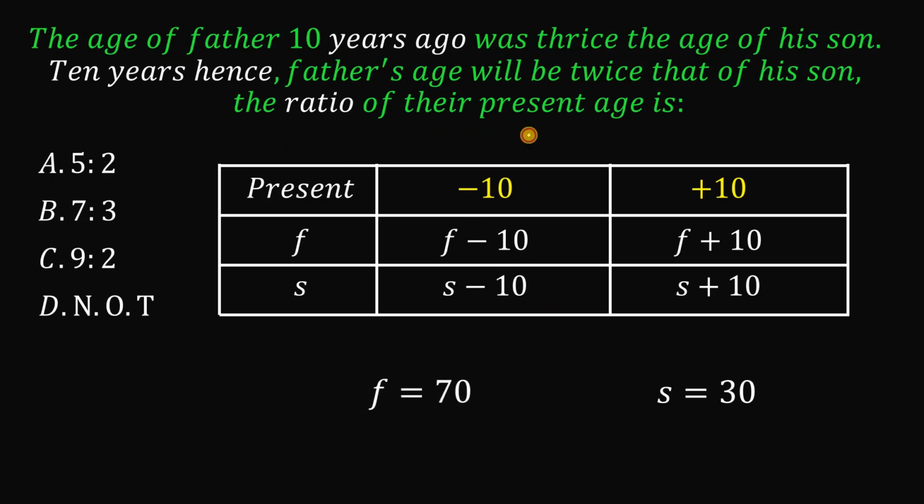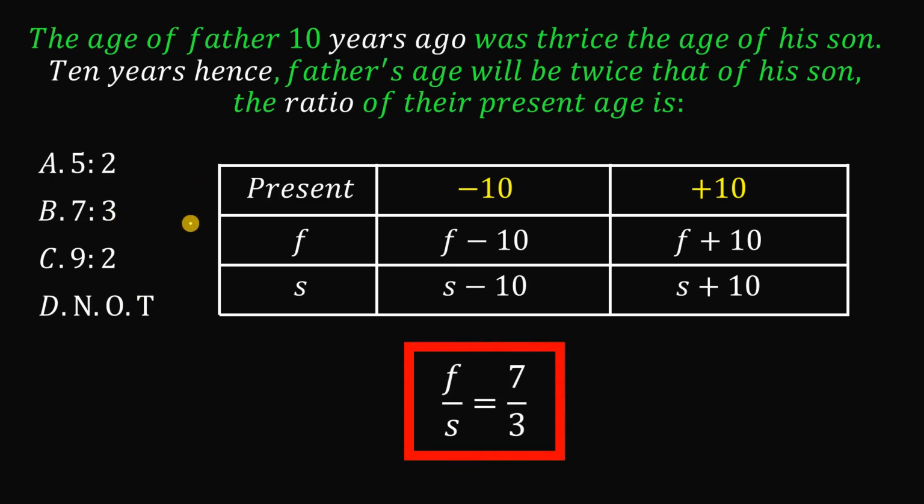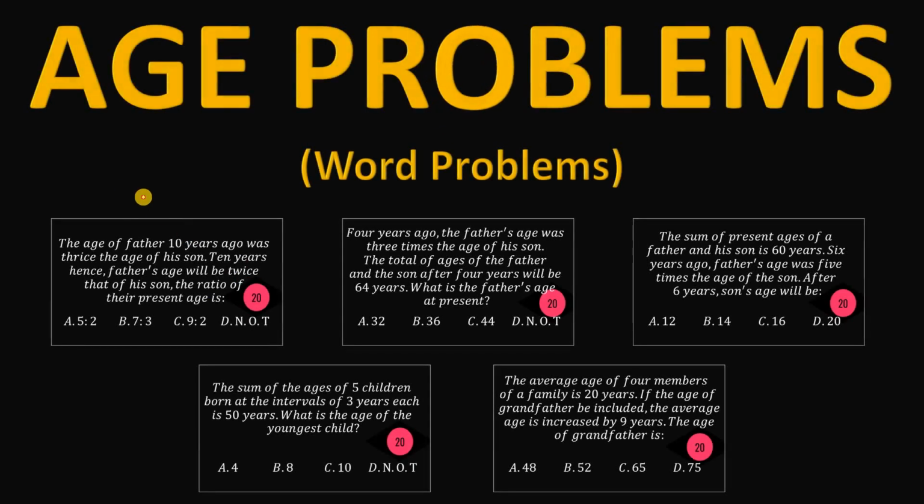Now what we want here is the ratio of their present ages. So we have F over S simply equals 70 over 30. Divide both by 10, so we have 7 over 3. And that is our answer to this question. So the correct answer is letter B, 7:3. Alright, so we're done in the first problem. Let's have the second one.